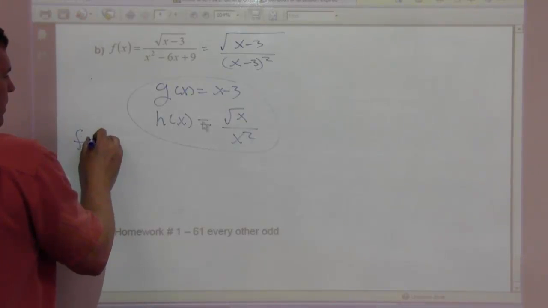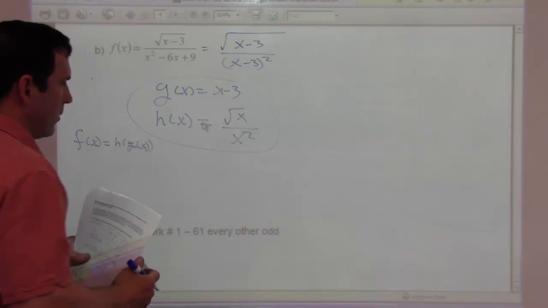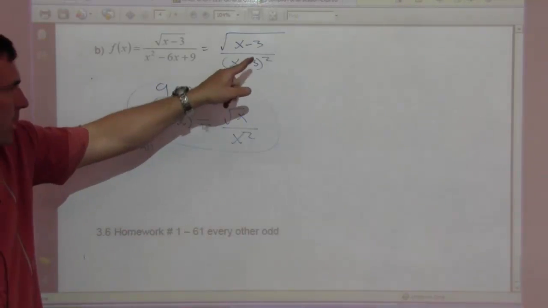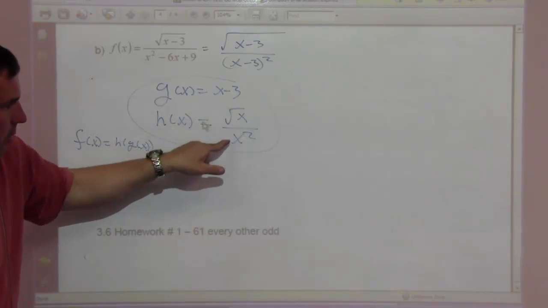And this is where f of x is h of g of x. So your inside function, the g, is that x minus 3. The outside function is going to be the square root of x over x squared.